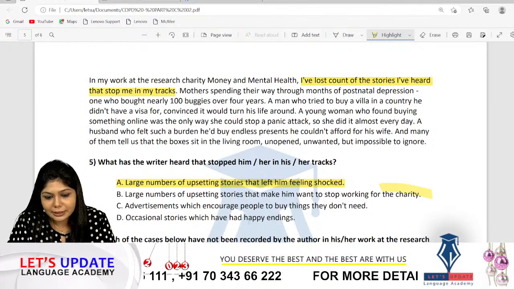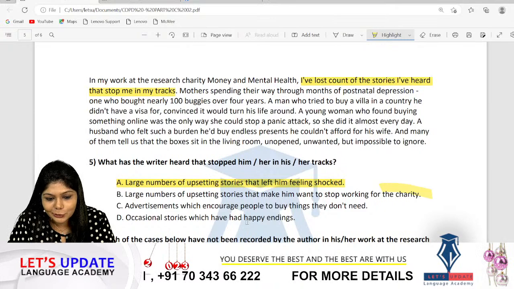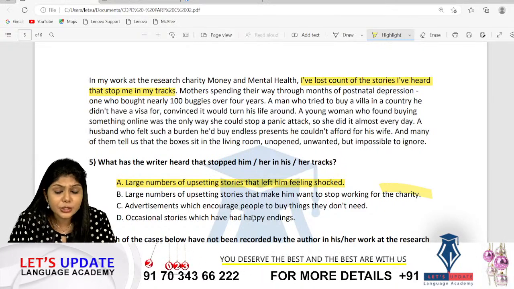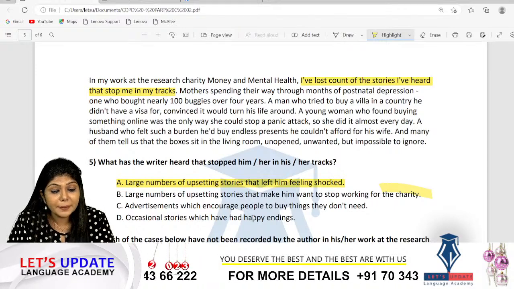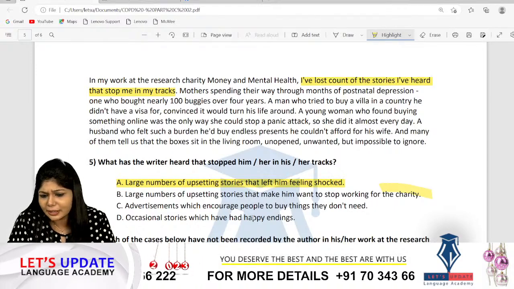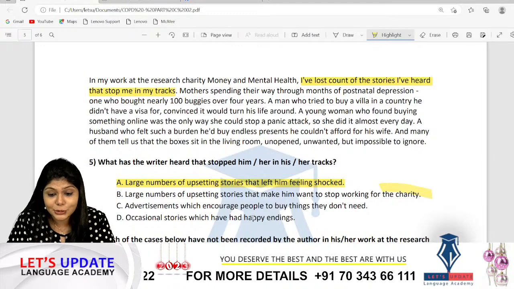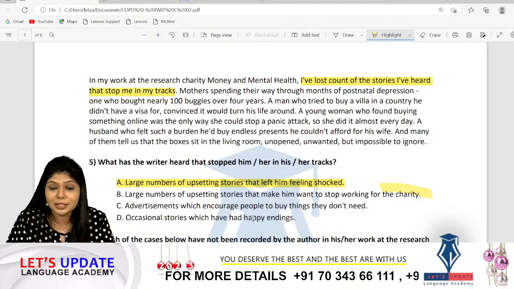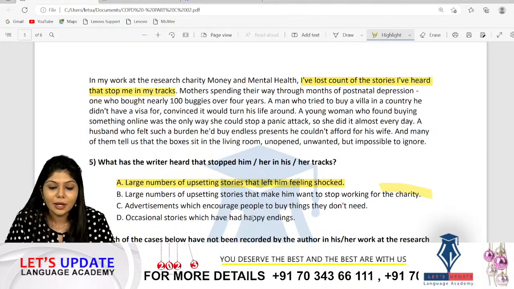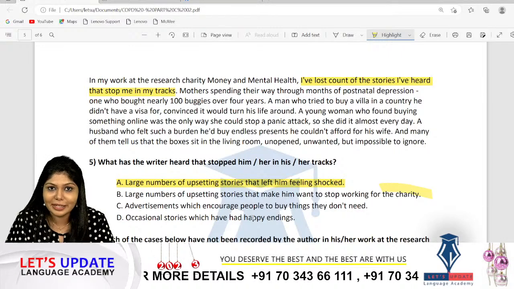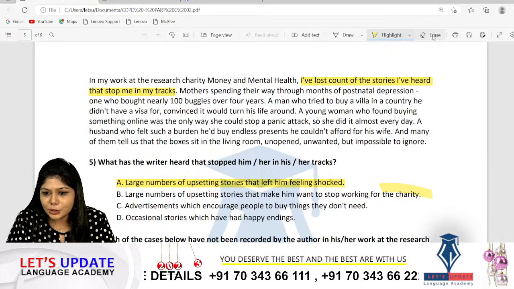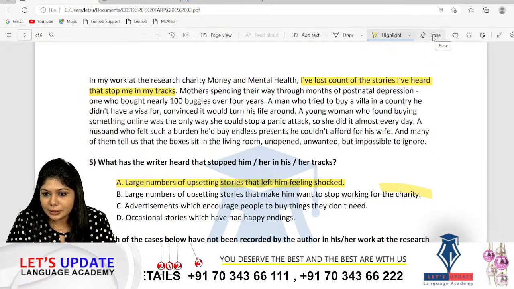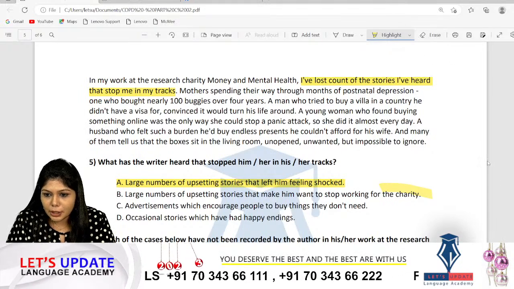And there is actually no reference to advertisements, that is option C, and no reference to option D, occasional stories which have had happy endings. I don't think there was any story which had a happy ending. They were all miserable or upsetting stories that they have mentioned in that paragraph, right? So that should be your answer.